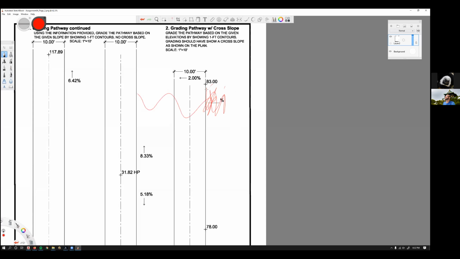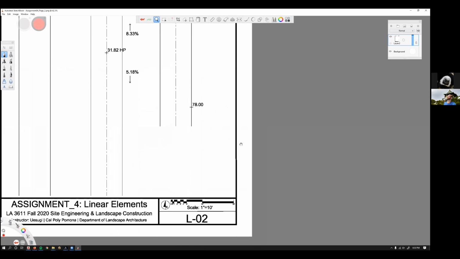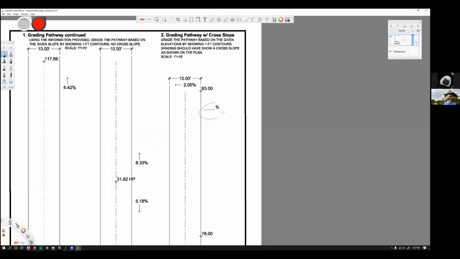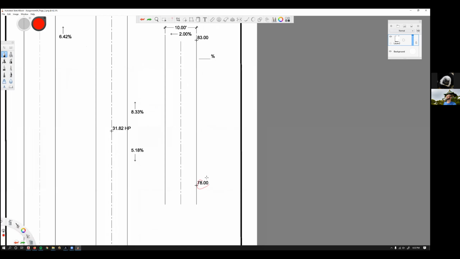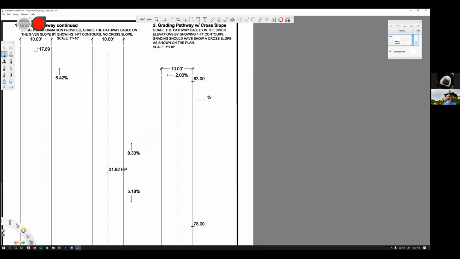The pen doesn't want to work right sometimes. Okay, so the first thing we need to do for the third problem on the L-02 of assignment 4 is find the slope. We know we're going from 83 here to 78 down here. So let's always write our slope formula down, just so we don't get confused. We're going to be looking for slope. And we know our difference in elevation is 83 minus 78, so it's going to be 5.